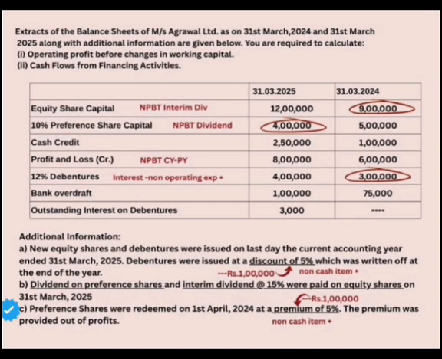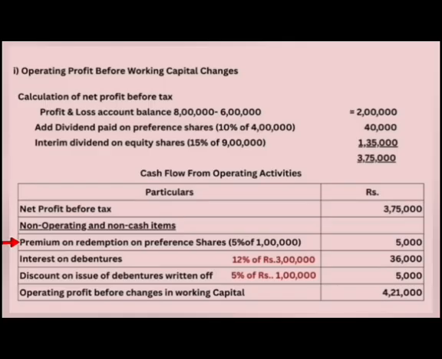in non-cash item. Similarly, preference shares are redeemed at a premium of 5%. We have given extra 5% on redemption. We have redeemed 1 lakh. Again, 5% comes to 5,000, which will be a loss and added back to non-cash item.